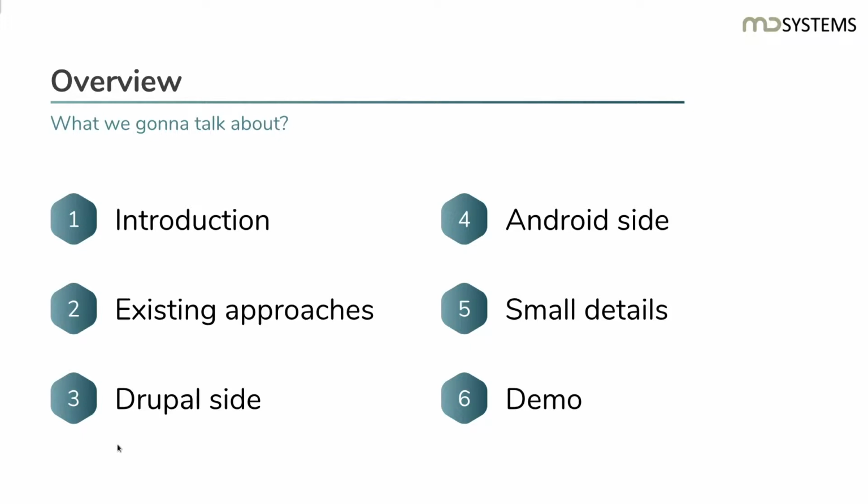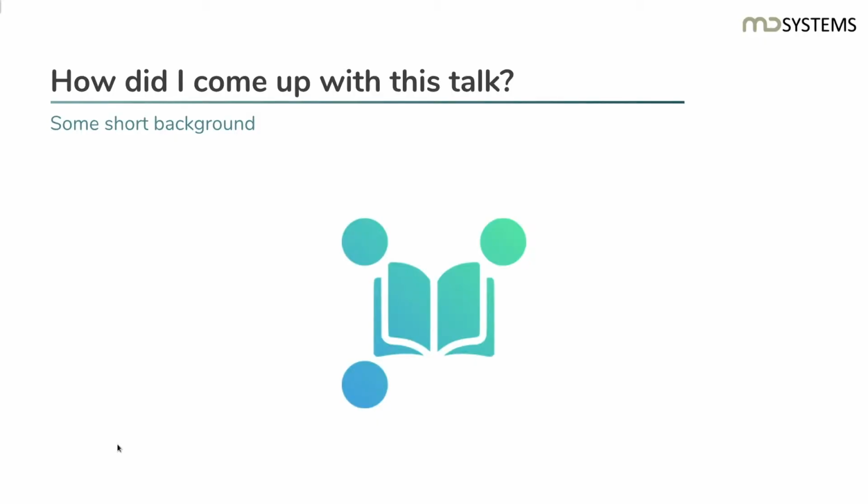First, to start, we're gonna give a small introduction about how this idea came to mind, and how this talk came to Davos today. Then some existing approaches on how people have been doing this in the different Drupal versions, how to configure the Drupal side, how to do the Android side, then some small details, explain a bit about how we can improve this or what problems usually arise when trying to do this implementation, and then a kind of long demo to explain how this was done.